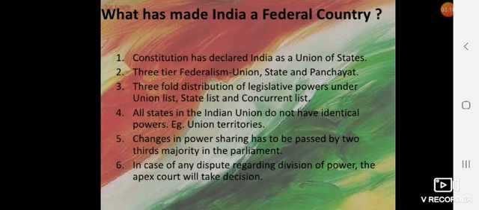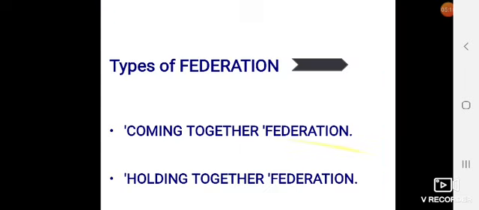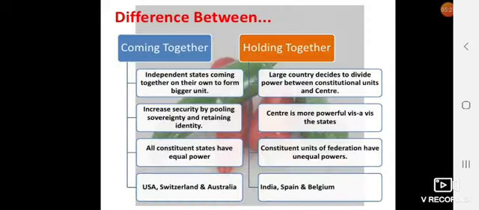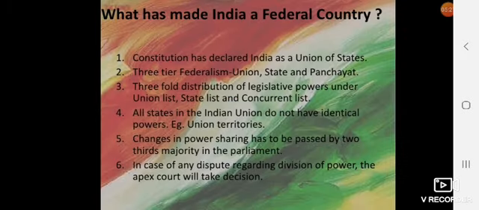Now the question that arises here is, what has made India a federal country? When we were discussing all the features of federalism, there we learned what makes India a federal country. But again, here we are going to discuss it. What has made India a federal country? In India, the Constitution has declared India as a union of states. That is the first reason.